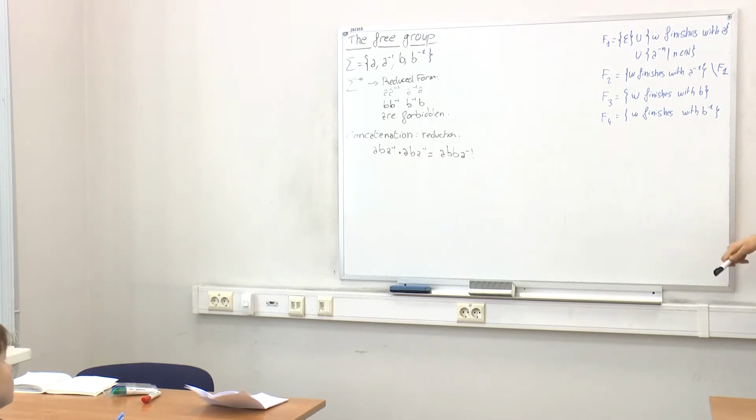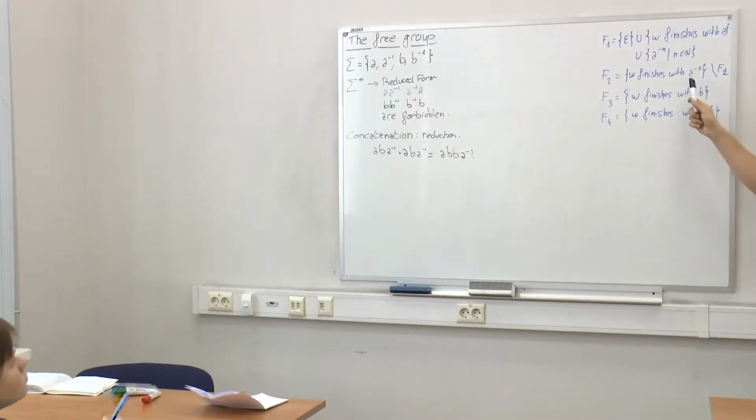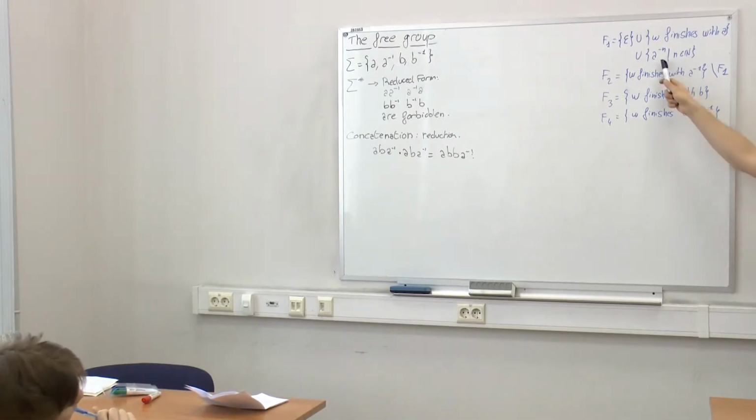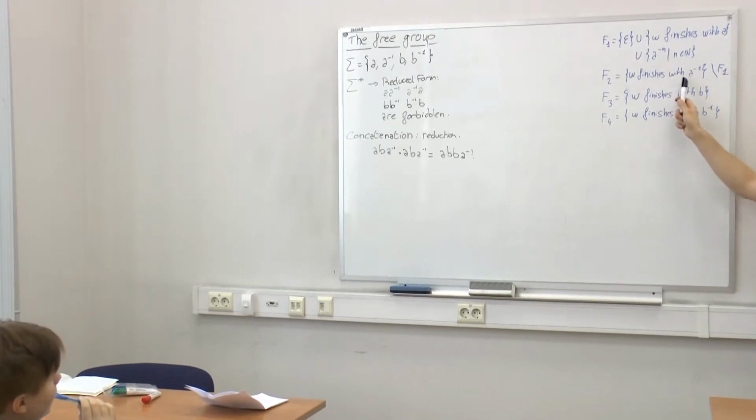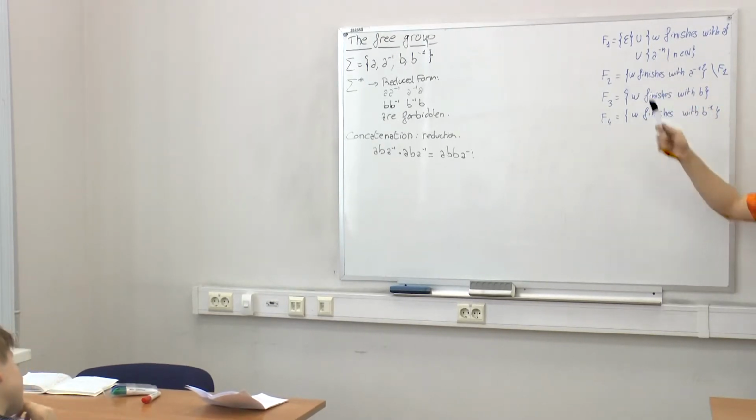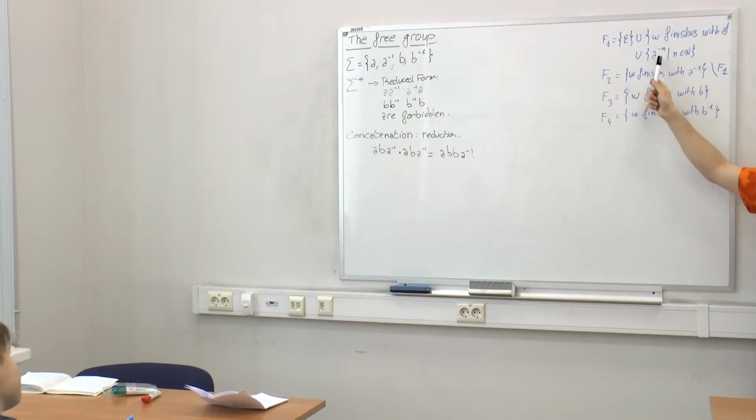Either you have a word that finishes with B, or a word that finishes with B to the minus 1, or a word that finishes with A to the minus 1, and it's not of this form, or everything else, like the empty word, words of this form, and words finishing with A. So, okay, they are disjoint. I hope it poses no problem.